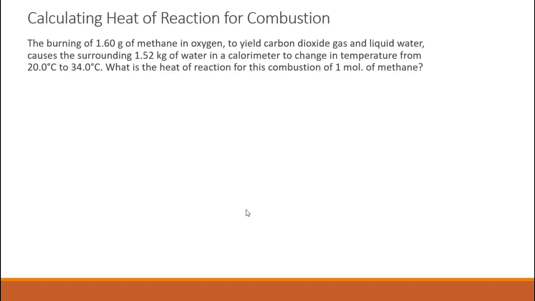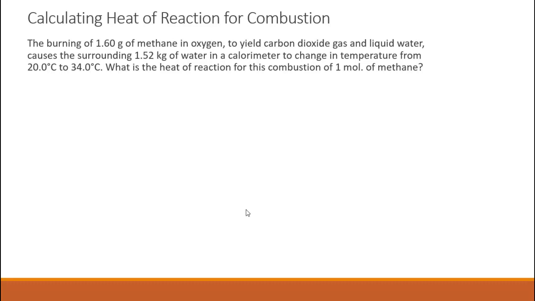Now how to calculate the heat of reaction for combustion? Okay, let's solve this problem together. The burning of 1.6 gram of methane in oxygen to yield carbon dioxide gas and liquid water causes the surrounding 1.5 kilogram of water in the calorimeter to change in temperature from 20 degrees Celsius to 34 degrees Celsius. What is the heat of reaction for this combustion of 1 mole of methane? So he wants to calculate the heat of the reaction, but for only 1 mole of methane.